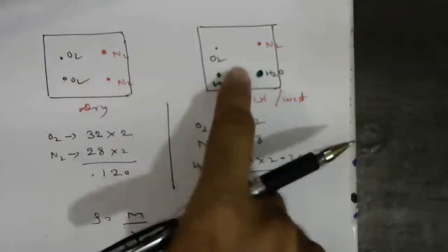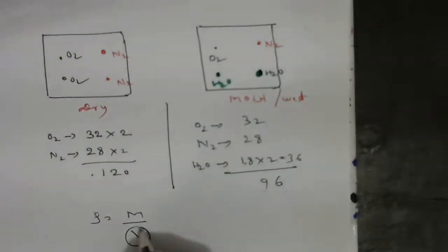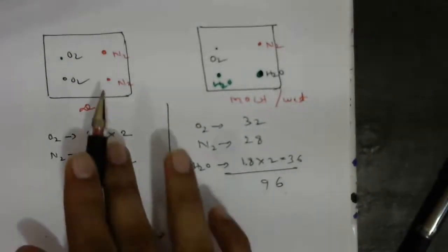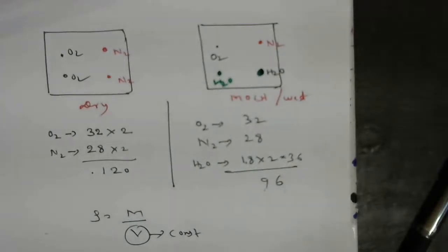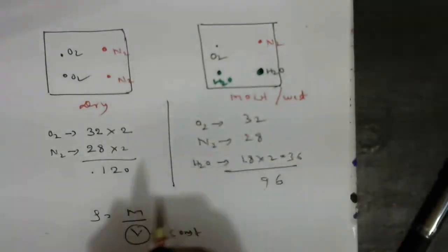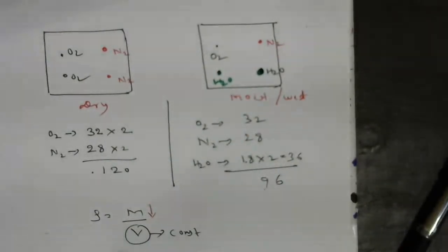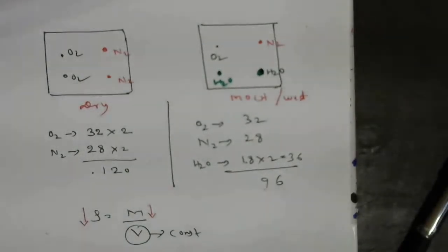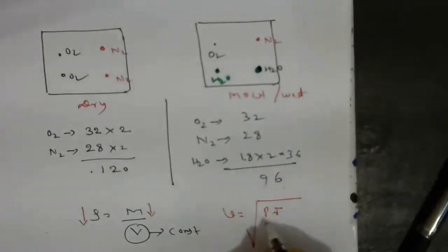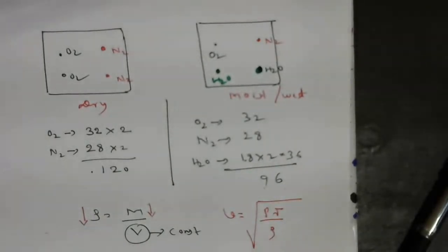The volume of these two containers, are you changing it? You are not changing. The volume is constant. Only the mass I am changing, when I talk about moisture and dry air. In moisture and dry air, which one changes here? Mass changes. In moisture, the mass decreased, so density also decreases. Velocity of sound is equal to the square root of P into gamma by rho.